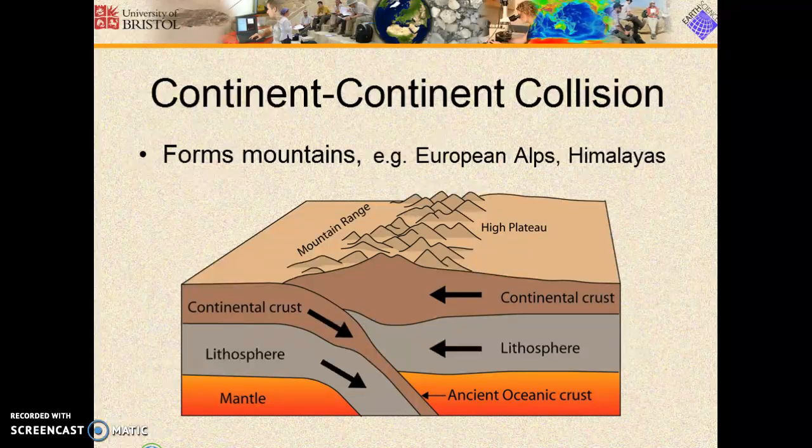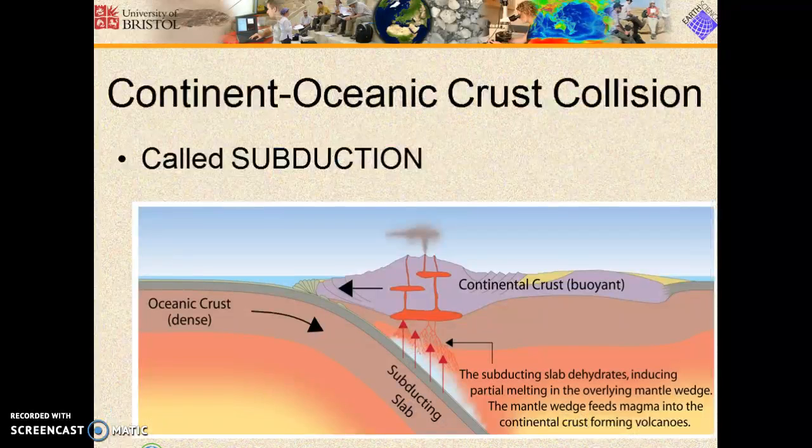One really big example is the Himalayan mountains. The Himalayan mountains are formed because the Indian plate is smashing into the Asian plate. And so as that comes up, those two crusts collide, they come together, and they start to form mountains.